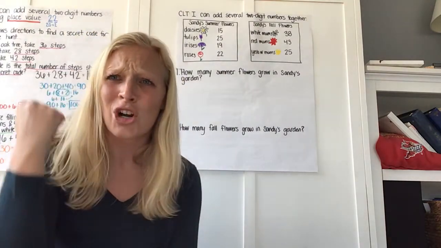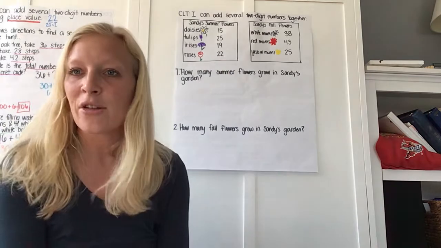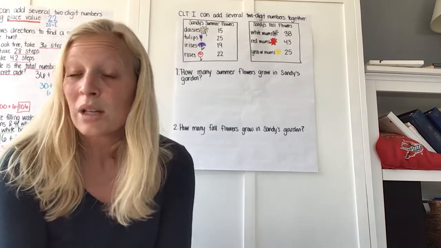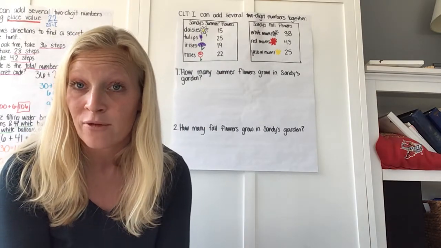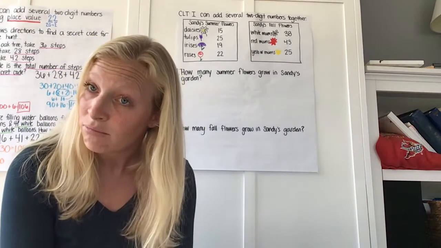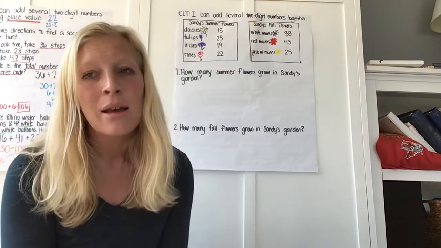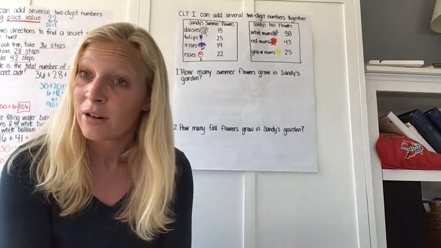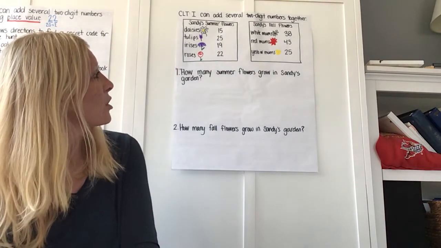Just like our charts from the other day, this is another chart, another visual that represents information or data. We could make a bar graph or a pictograph with this information. We're not doing that today. We're going to be adding together to find out how many flowers she has, but we could put it into a graph to organize that information even better if we wanted to. Let's take a peek at her summer flowers first.